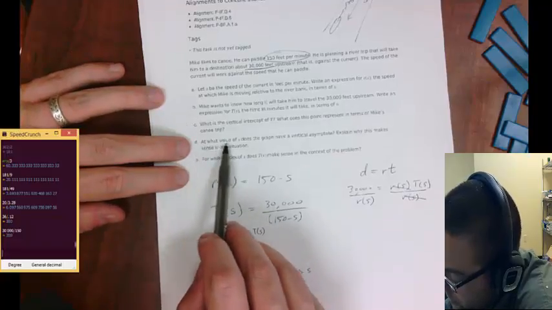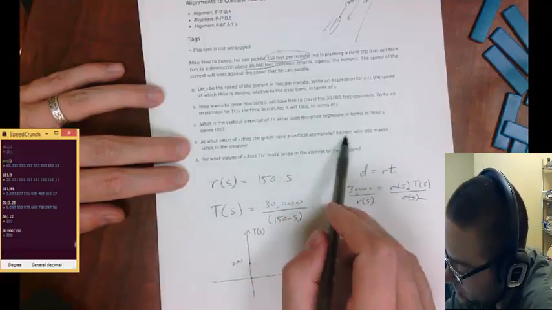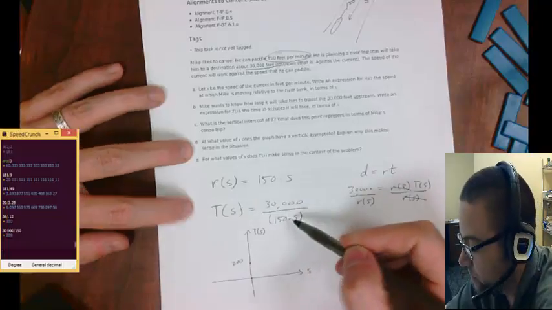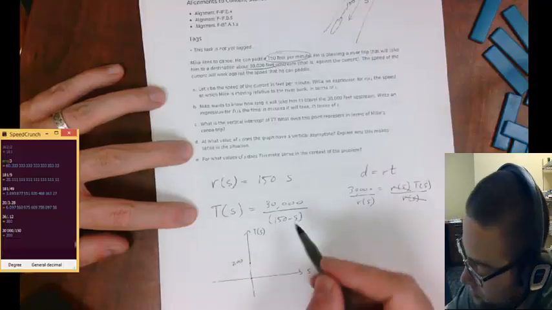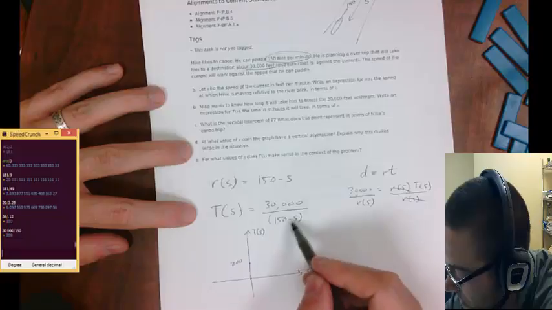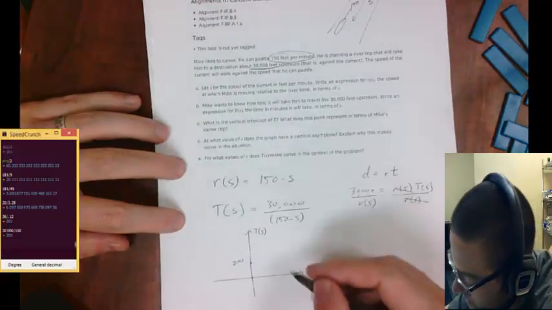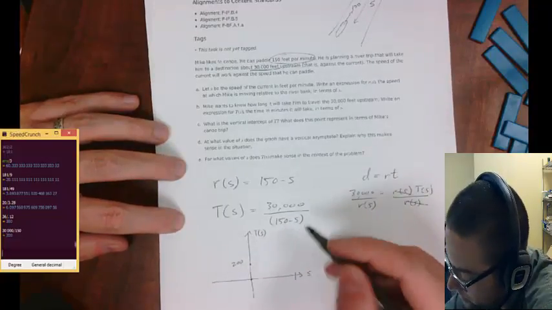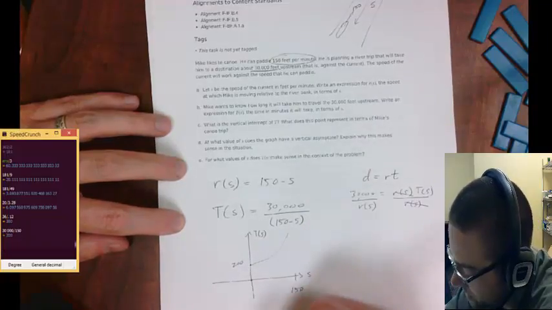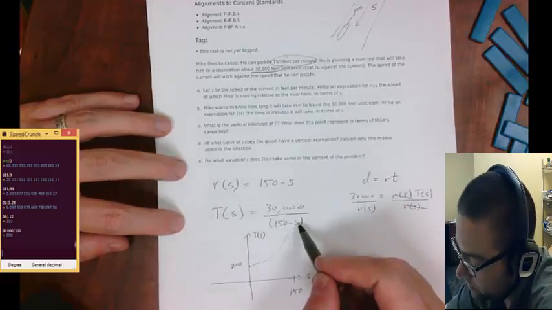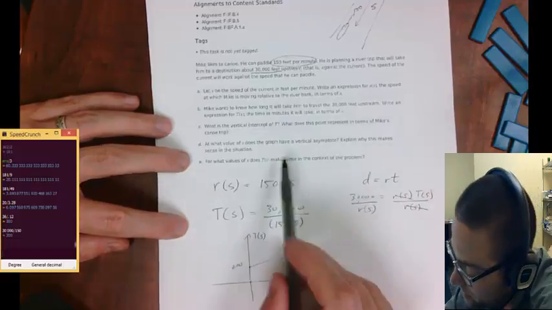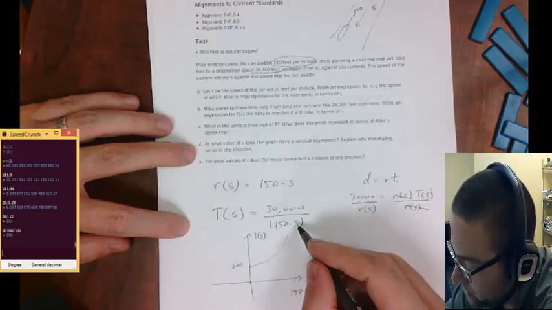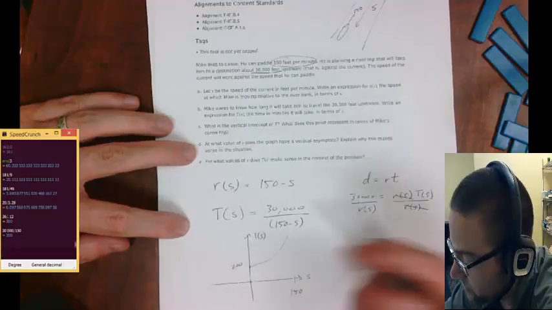Okay. Next question. At what value of S does the graph have a vertical asymptote? Explain why this makes sense in the situation. So when would his time be impossible? Well, when the speed of the current goes to 150. He would just be sitting in place and never moving forward, so he would never reach his destination. It would be an infinite amount of time. So that would be at 150, and I expect it would shoot up to infinity close to 150. That's when you divide by 0, 30,000 divided by 0. So my explanation is that when it reaches 150 feet per minute, he's not moving anywhere, and it's the same as dividing by 0 in the function.